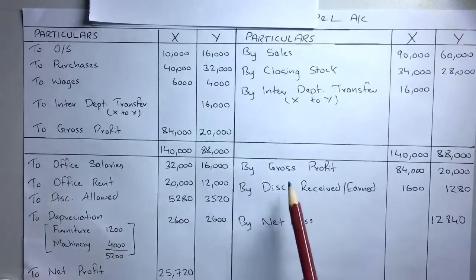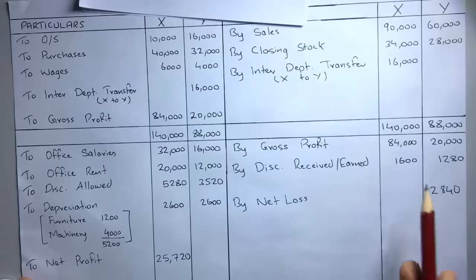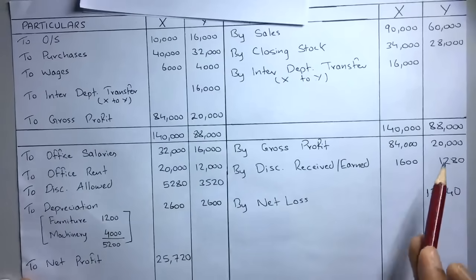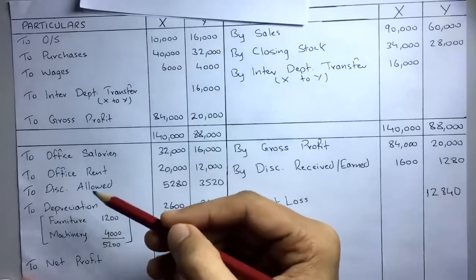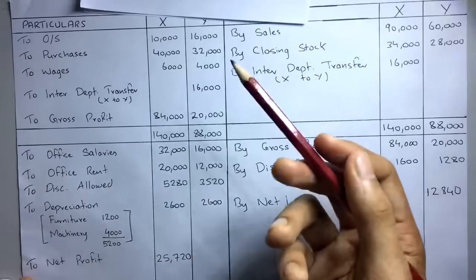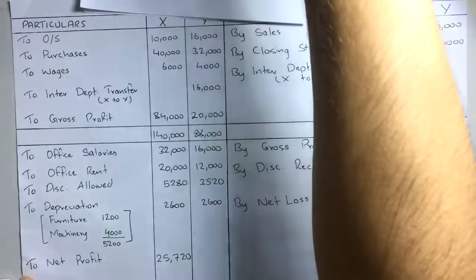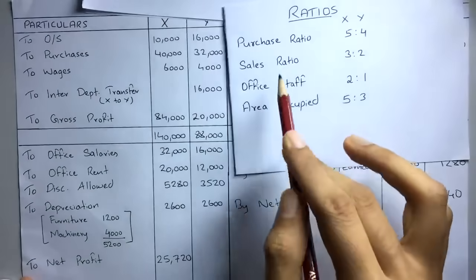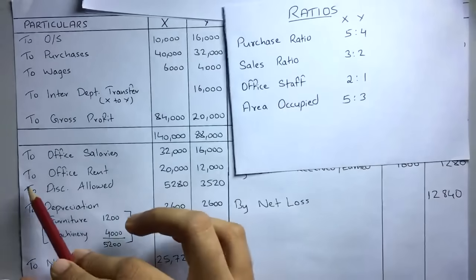Okay, and then we found out the gross profit 84,000 and 20,000 by balancing the trading account, and then we transferred this gross profit here as by gross profit, same 84,000, 20,000. Okay, here too by gross profit, and then we took one by one, we took all the expenses. First we took office salaries. Now office salaries are given to employees, so it is apportioned, it is distributed on the basis of office staff ratio. Okay, then we got office rent.